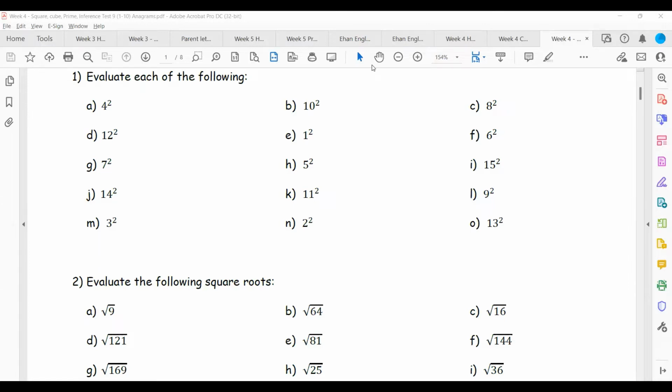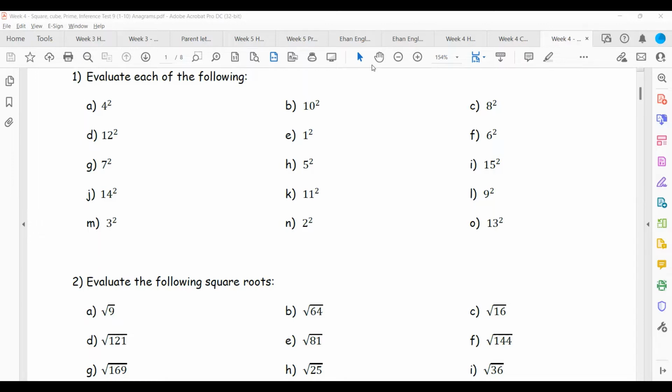So in this video, we're going to look at how you can work out square numbers, cube numbers, square roots and cube roots, and also have a look at prime numbers and composite numbers. So for square numbers, a square number is a number created when another number is multiplied by itself.